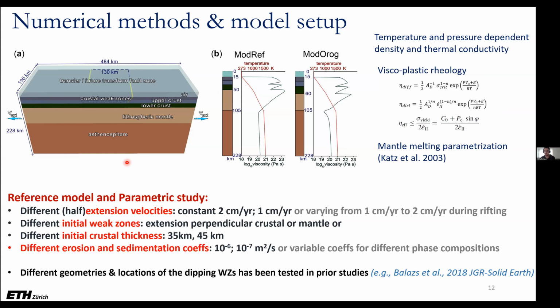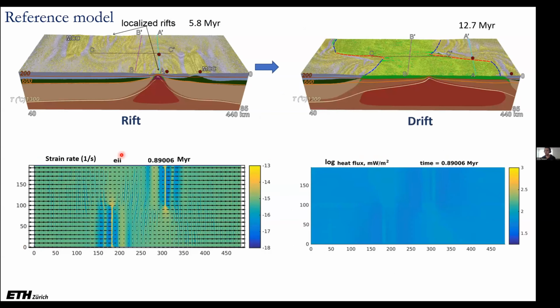Strain is initially localized along two weak zones placed in the upper crust in an unichelon geometry representing inherited thrusts. And then in a series of models, we tested different initial weak zone locations, different extension velocities, different rheologies, different imposed diffusion coefficients that meant different erosion and sedimentation rates.